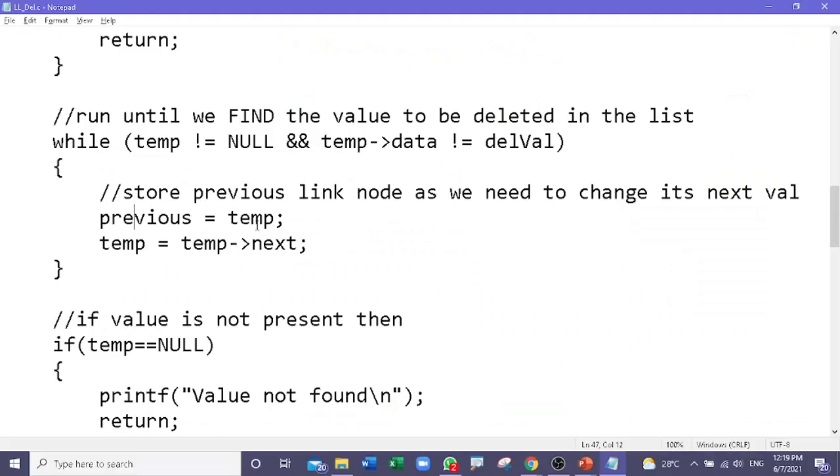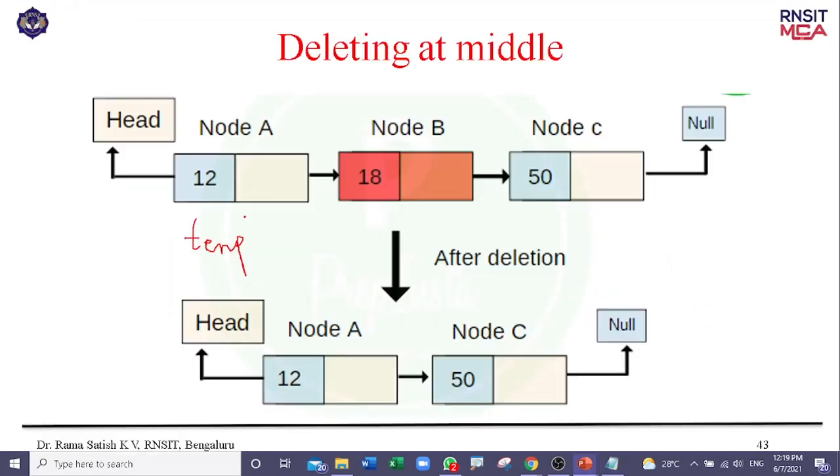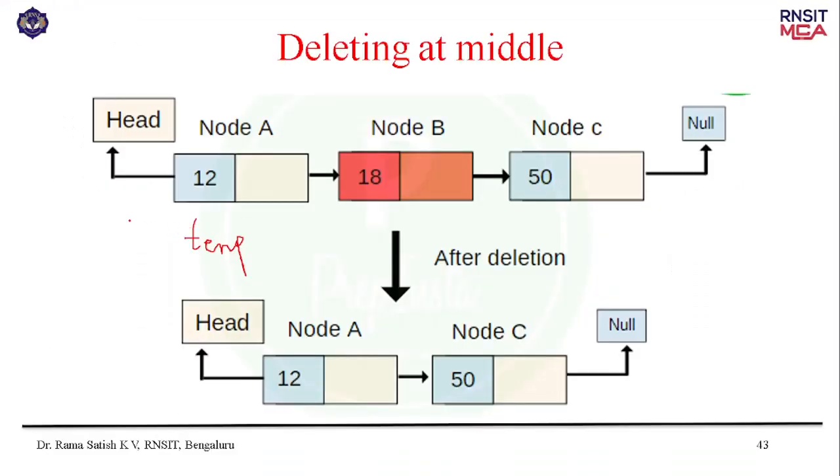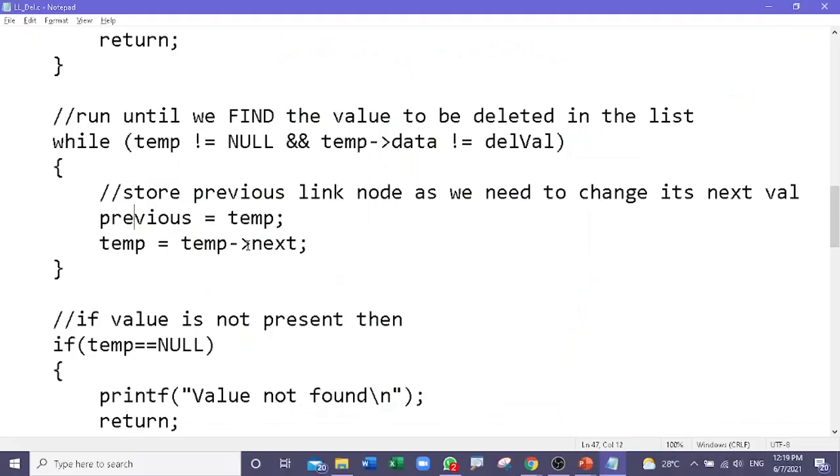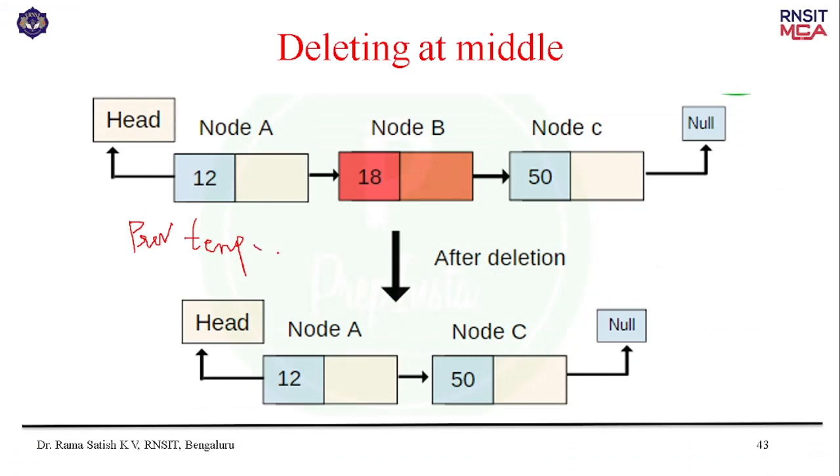It will do one simple thing. Previous is equal to temp. It moves the previous, so previous is moved here. I just write it as previous. Previous is moved, and this temp is moved to the temp of next. So temp is moved to this position. Earlier temp was present at 12. Now it moved here. So now, is temp data equal to 18?